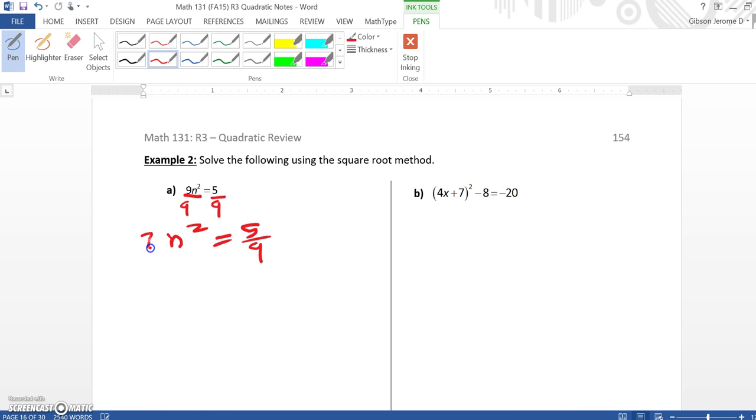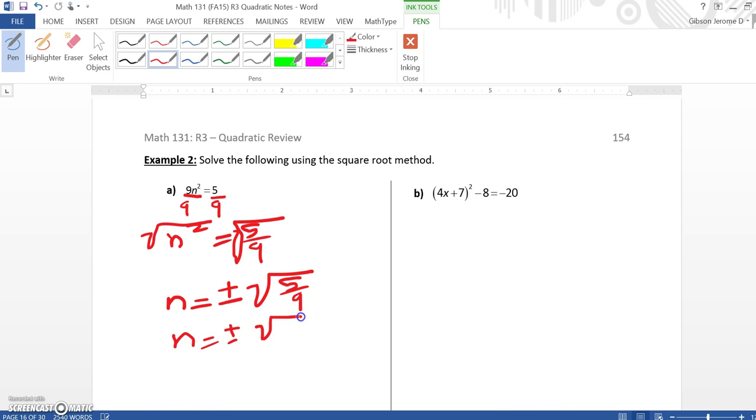Now, we will have to take the square root of both sides because we're trying to get n by itself. So the square root of n squared is n. And the square root of 5/9 will give us positive or negative square root of 5 over 9. Now, we can break this square root up. So we have plus or minus the square root of 5 over the square root of 9. Now we know the square root of 9 is 3. So we have n is plus or minus the square root of 5 all over 3. And that is our final answer.